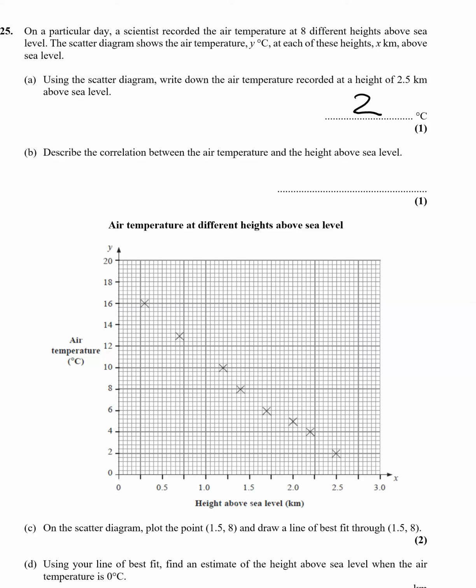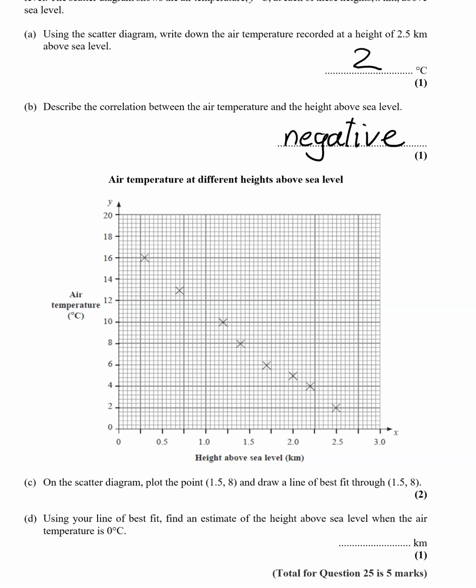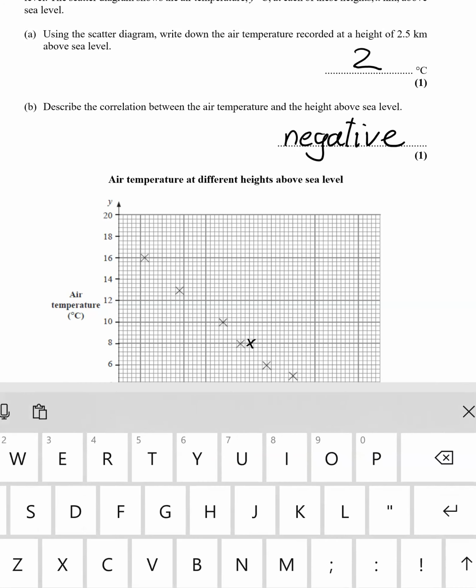Right, now, on the scatter graph, plot the point 1.5 and 8. So 1.5 and 8, and draw a line of best fit through this point. Okay, so we want to try and get on the scatter graph, plot the point and draw a line of best fit. Right, okay, so we try and get that.